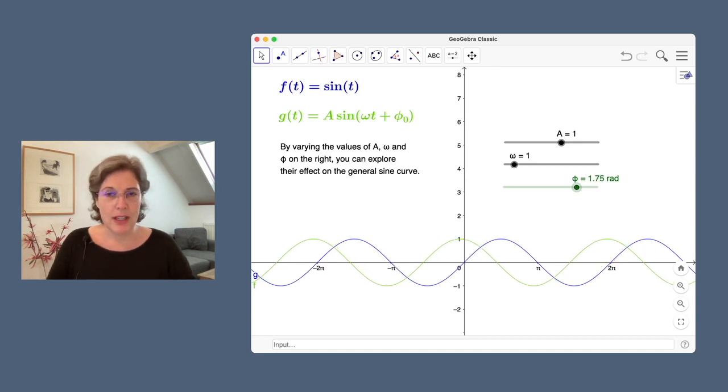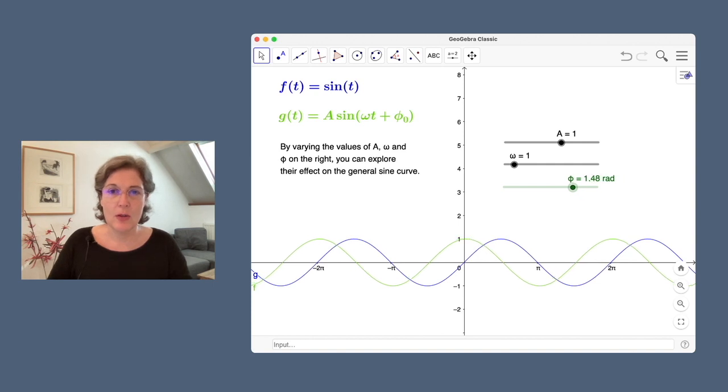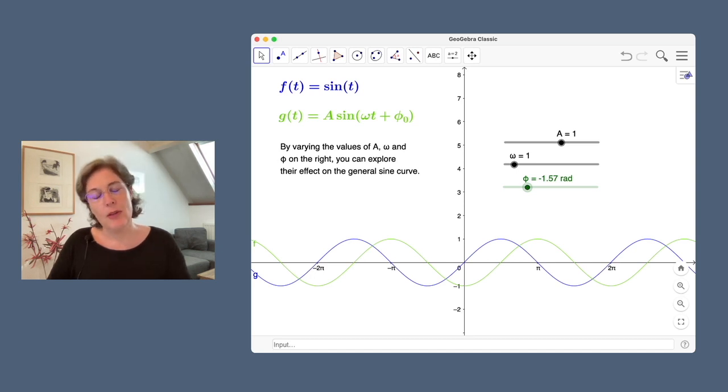And if you've done any shifting and scaling with functions, this will be no surprise. When you add something to a function within the t term or the x term, if you're thinking about functions, y is equal to some function of x, then you shift to the left. On the other hand, if you subtract something, so now I'm adding a negative here, then it shifts my function to the right.